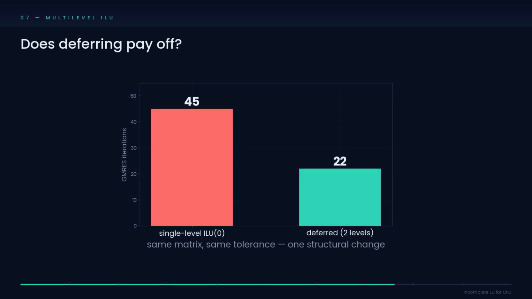On the matrix with the planted near singular rows, single-level ILU0 needs fortified iterations. The 2-level deferred version needs 22. Half the iterations from one structural change, refusing to factor the rows that were not ready.